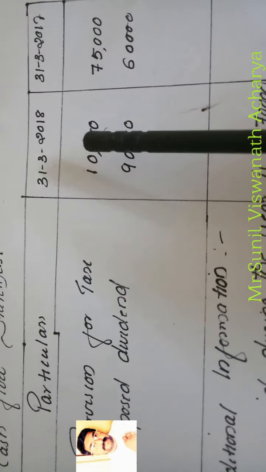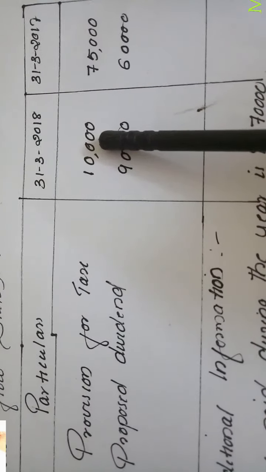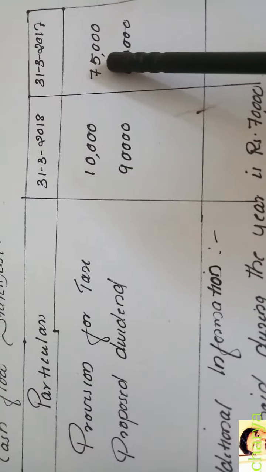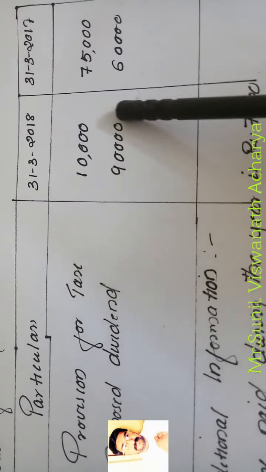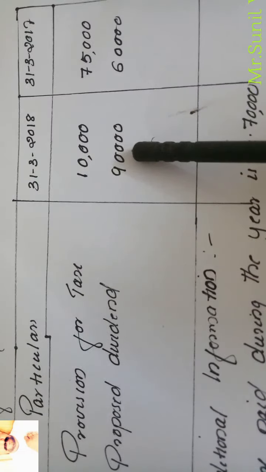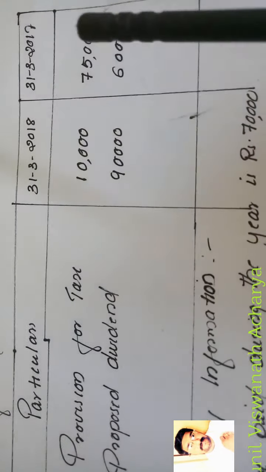Normally, when two years of provision for tax are given, we know that the current year's 10,000 rupees we add to profit after tax to calculate profit before tax. And the last year's provision for tax is the tax paid in the current year. Proposed dividend also, when calculating profit before tax in operating activities, we add the current year's proposed dividend, and the last year's proposed dividend is the dividend paid this year.